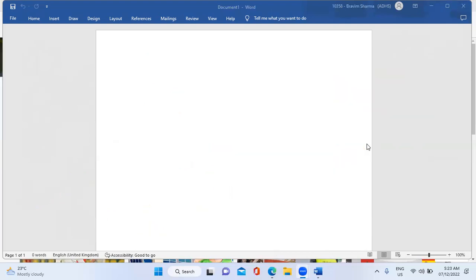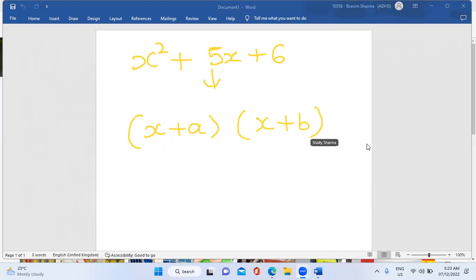So let's say I am writing here x squared plus 5x plus 6. This is a quadratic trinomial, a monic quadratic trinomial. I can write it in the form x plus a times x plus b. That is called its factorized form. This a and b can be obtained from this 5 and 6 in such a way that if I add a plus b, I should get 5. And if I multiply a and b, I should get 6.